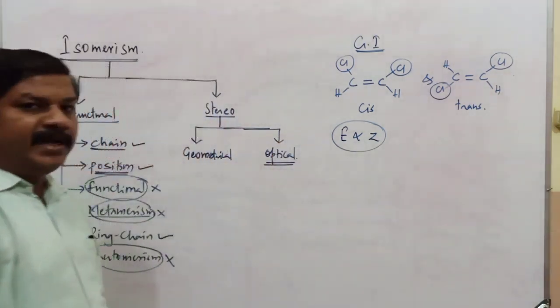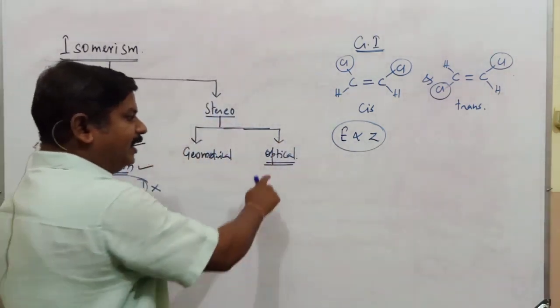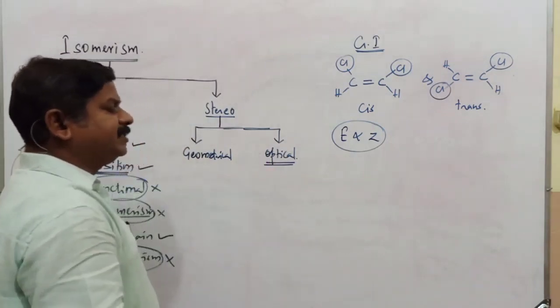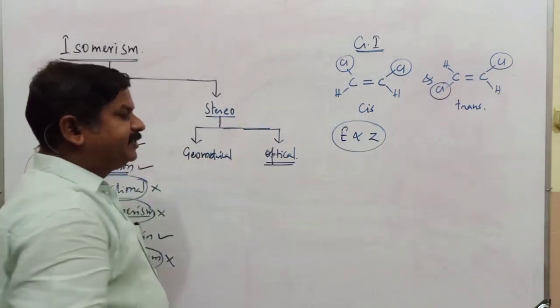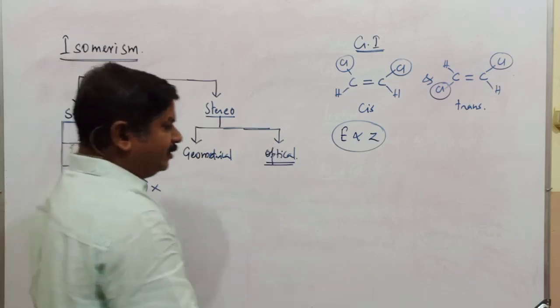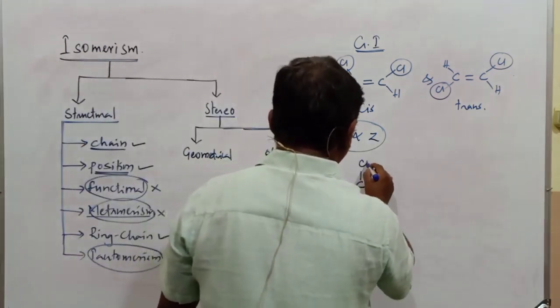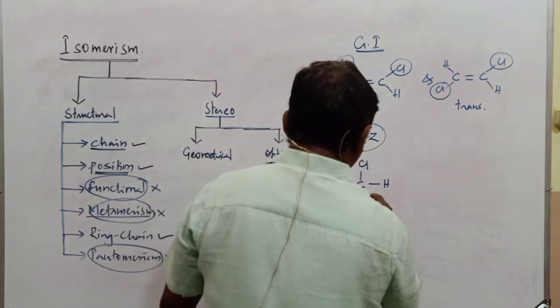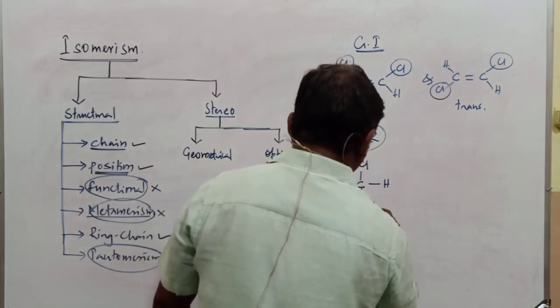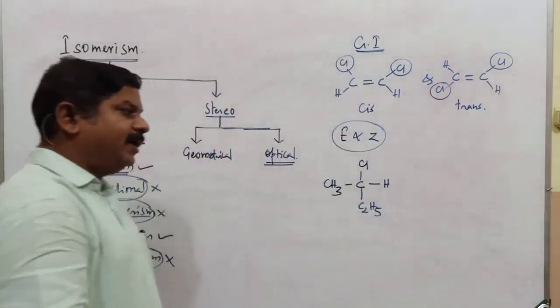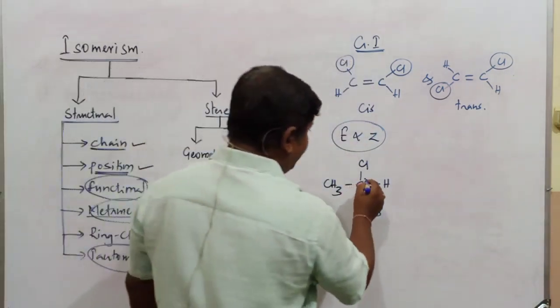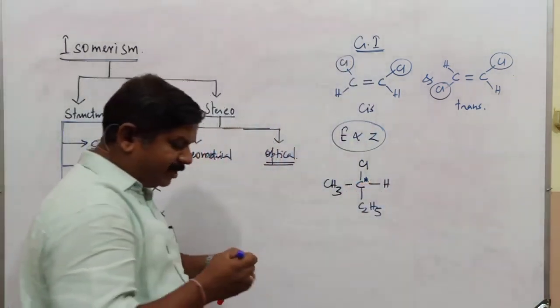Only those compounds which contain one or more chiral or asymmetric carbon atoms can exhibit optical isomerism. Suppose I take one compound, CH3CClH(C2H5). This is a compound containing an asymmetric carbon atom. This carbon atom is referred to as the asymmetric carbon atom.